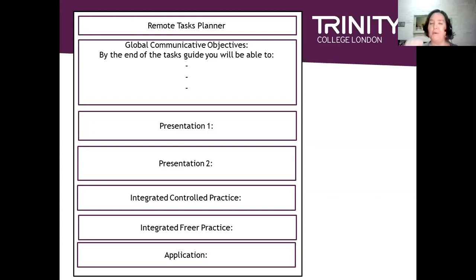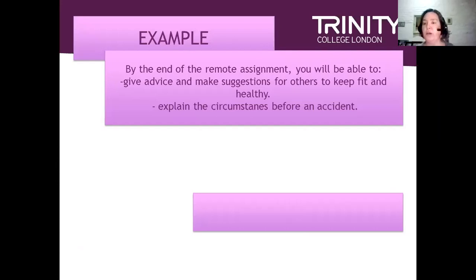So you write your global communicative objectives, and then the structure is presentation 1. Usually I present vocabulary here. Presentation 2, I match vocabulary, or I use that vocabulary for the presentation of grammar. That's why controlled practice here for me is integrated. It integrates vocabulary and grammar, and then I move from controlled practice to freer practice until eventually students can apply everything they've learned. So let us move on to an example.